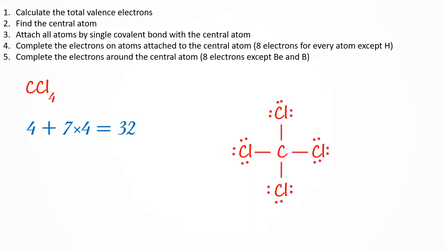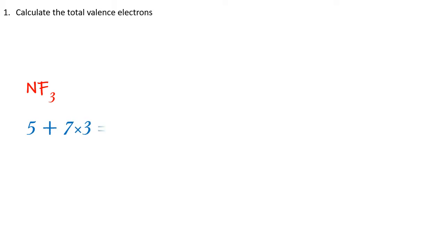Okay friends, now here we have NF3, nitrogen trifluoride. Now here we use the same 5 steps. What is step number 1? Calculate the total valence electrons. So how many valence electrons in nitrogen? 5. And fluorine 7. How many fluorine atoms? 3. So multiply by 3. Total 26 valence electrons in nitrogen trifluoride.